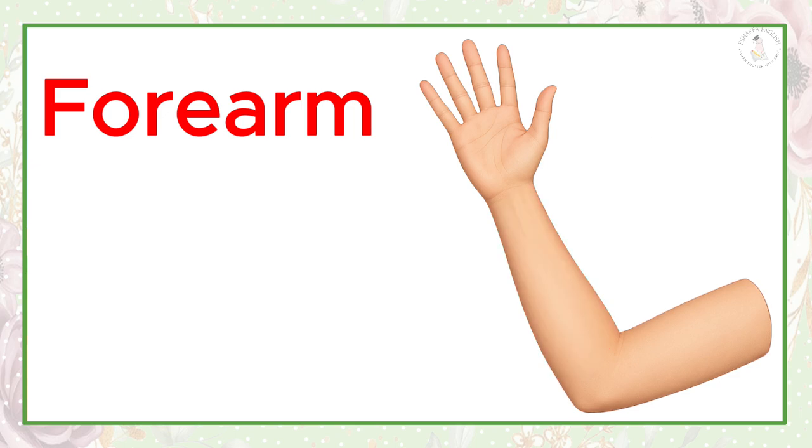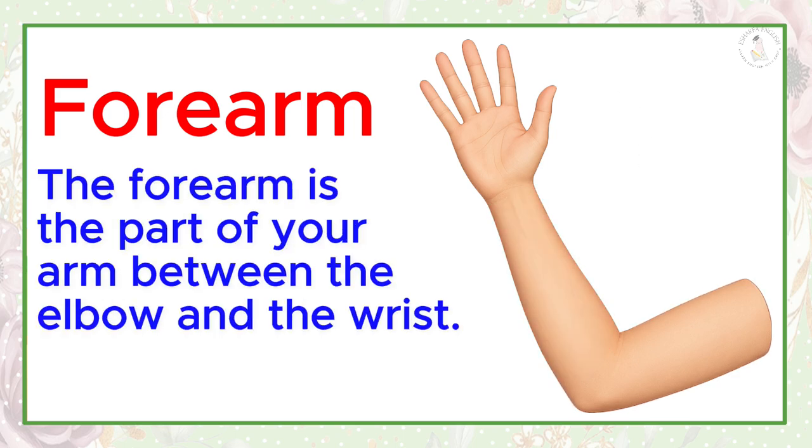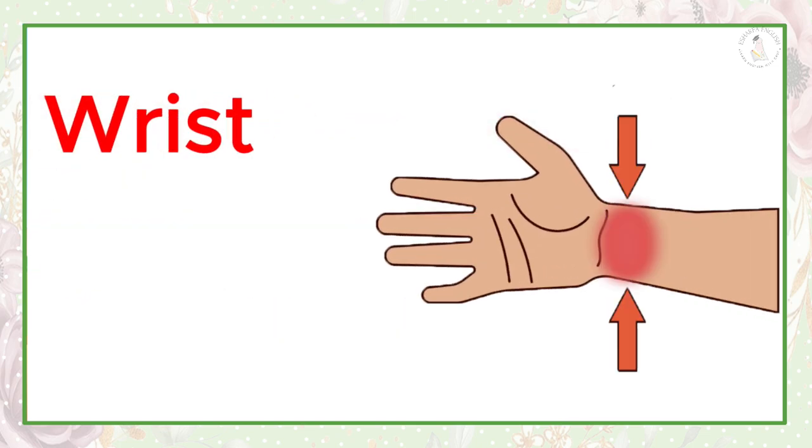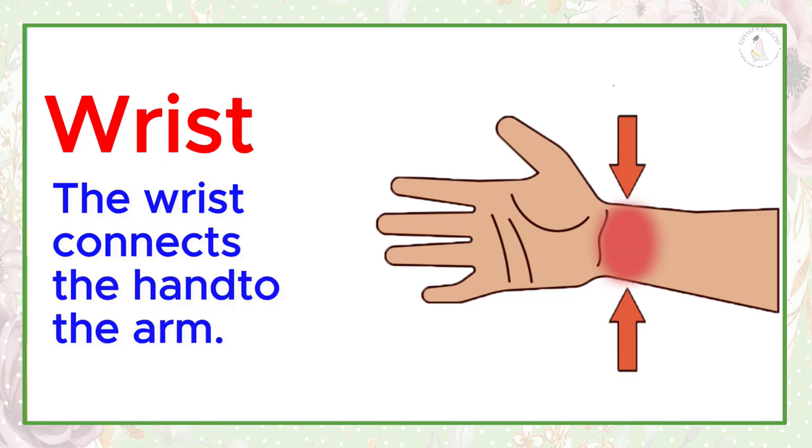Forearm. The forearm is the part of your arm between the elbow and the wrist. Wrist. The wrist connects the hand to the arm.